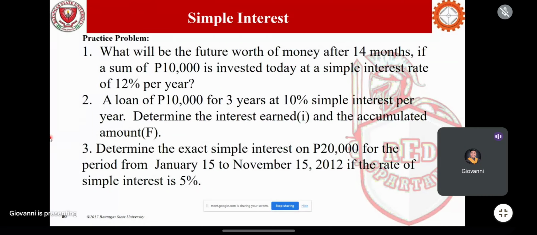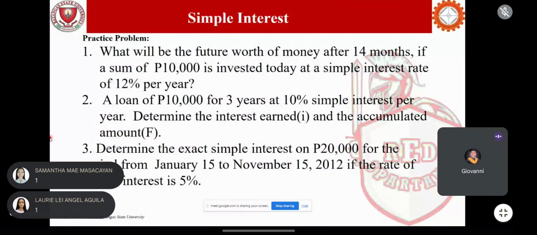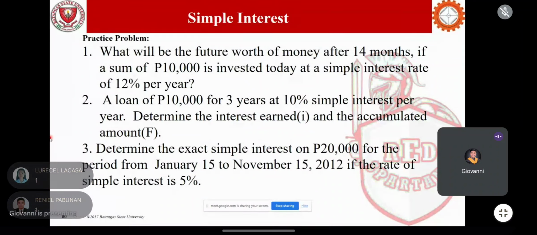Okay. Question po for simple interest. Type 1 nga po if walang question. Okay. Thank you. And next, proceed tayo sa next part.